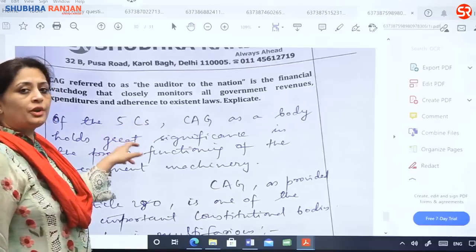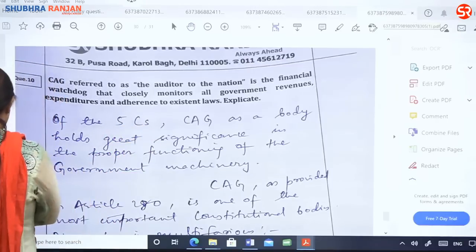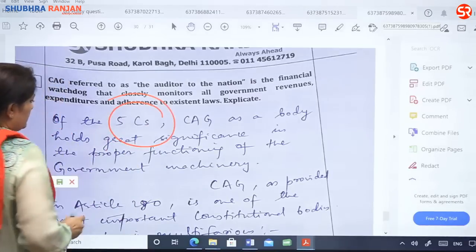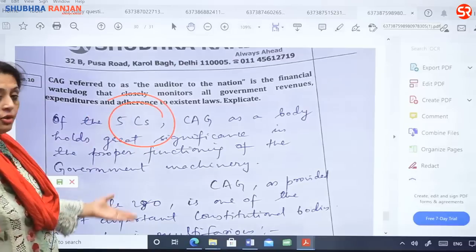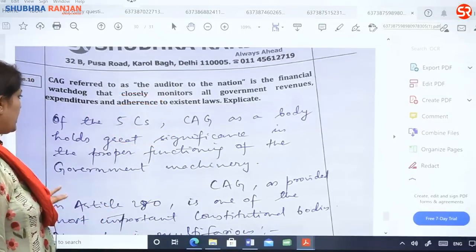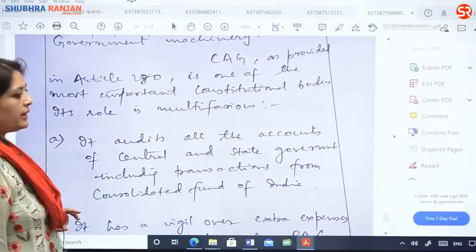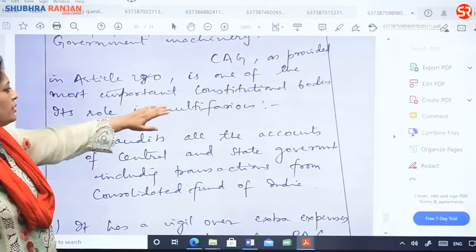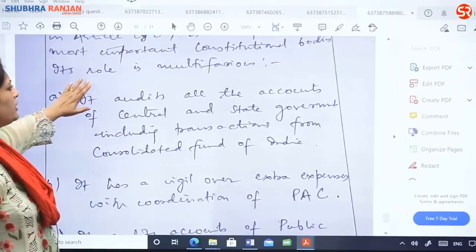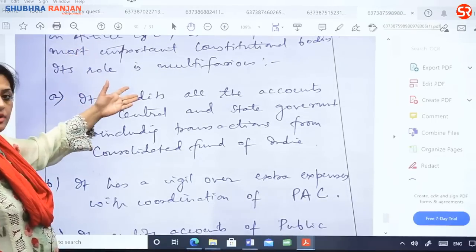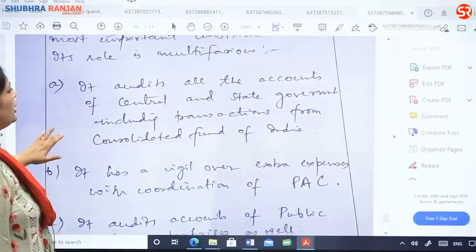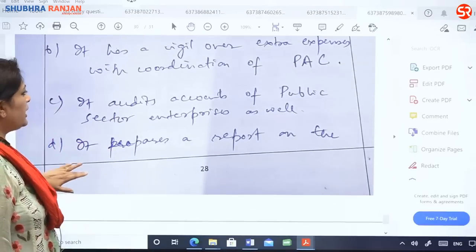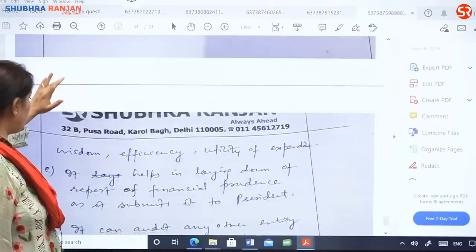But how do I know what these 5 C's are? Fine. So either you tell what the 5 C's are, or don't commit such a mistake in the beginning. CAG as provided in the article, if you are not sure, one of the most important constitutional bodies. So you could have just mentioned Ambedkar's view. It audits all the accounts. It has a vigil over extra expenses. It audits accounts of public sector enterprises.